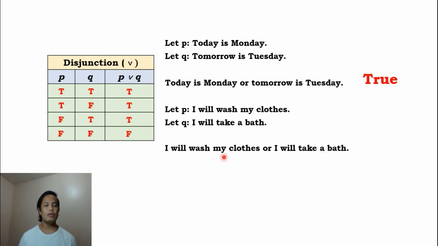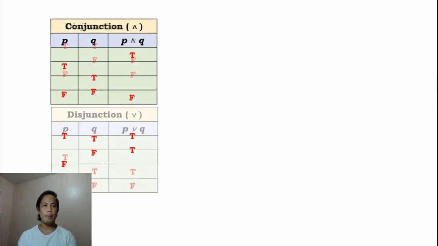But how about if I won't wash my clothes but I take a bath? That falls under this row, which is false for P and true for Q. So for this statement, if I would assume that I really wash my clothes and I take a bath, the first statement and the second statement are true, therefore the whole statement is true. Now let's proceed to another example.